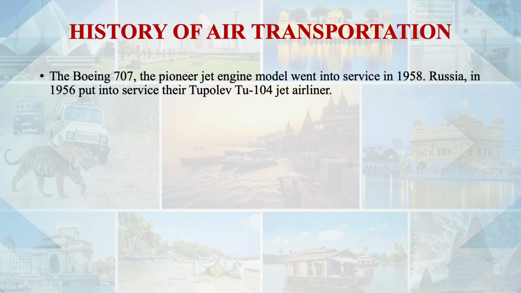By the 1950s, wide-body aircraft entered. Jet engines entered. That was very important. The Boeing 707 was a pioneer jet aircraft. That model went into service in 1958. Wide-body aircraft was used experimentally, but the jet engine's entry was very important. In Russia, in 1956, a jet engine was utilized by an airline: the Tupolev Tu-104 jet airliner was used by Russia at that time. That was another jet aircraft.